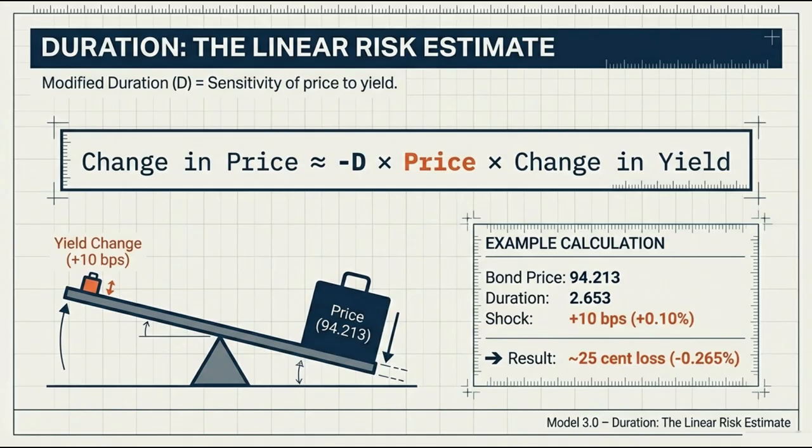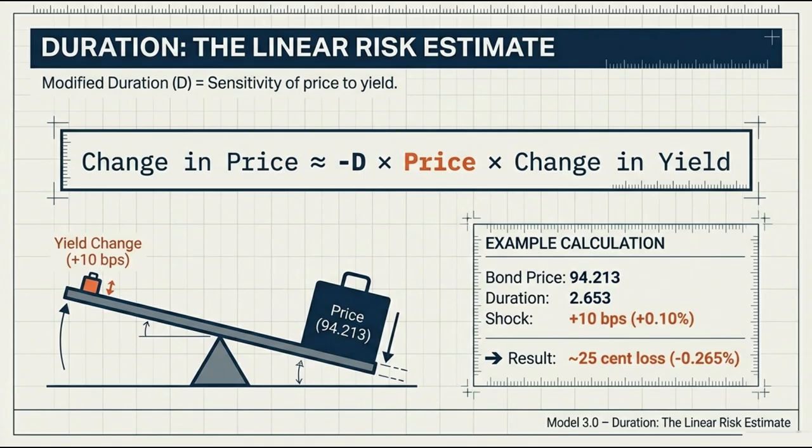Duration is the essential starting metric. It provides the single best measure of a bond's price sensitivity to changes in its yield. It translates a rate shock into an immediate percentage change in price. So conceptually, what is duration? I know there's Macaulay duration, which is the weighted average time until cash flows are received. But in practical risk management, traders use something called modified duration. What's the intuition there? Think of modified duration as the slope of the price-yield relationship. It tells you exactly how steep that relationship is at the current yield level.